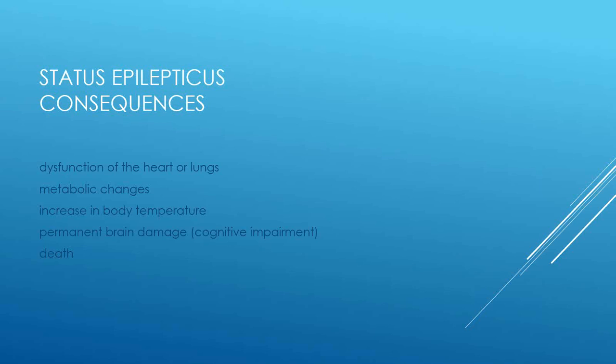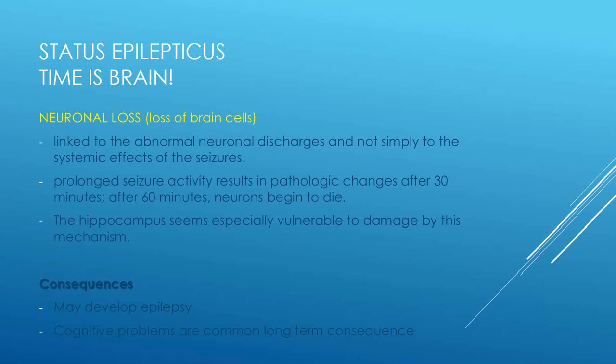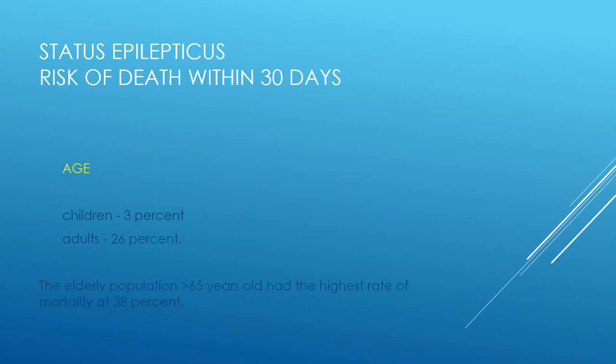Consequences of status epilepticus are dysfunction of the heart and lungs, metabolic changes, increase in body temperature, and permanent brain damage, which usually causes cognitive impairment, and death. Neuronal loss, or loss of brain cells, is linked to the abnormal neuronal discharges and not simply to the effects of the seizures. Prolonged seizure activity results in pathologic changes after 30 minutes, and neurons begin to die after 60 minutes. The hippocampus is a part of the brain that is especially vulnerable to damage by this mechanism, and because of that, people who did not have epilepsy may develop epilepsy after status epilepticus, and may also develop cognitive problems, which are common long-term consequences.